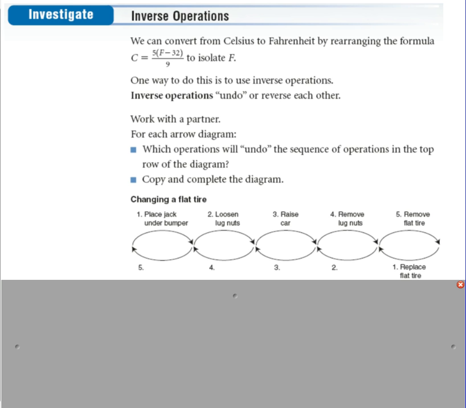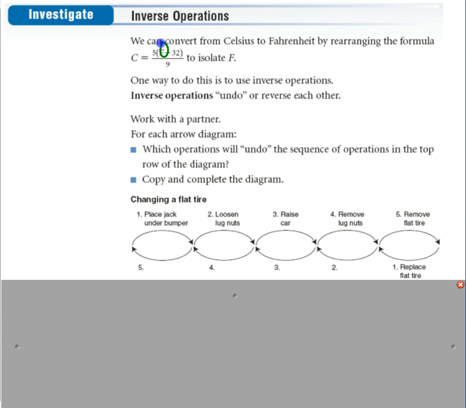So when we think about all these things we've done on our variable f to get c, we could ask, well, what if we wanted to get back f? What if we wanted to isolate f? What would we have to do? In the changing the flat tire example, we would do everything that had been already done in reverse. We would replace the flat tire, we would tighten the lug nuts, we would lower the car, we would tighten them further, and then we would finally remove the jack from under the vehicle.